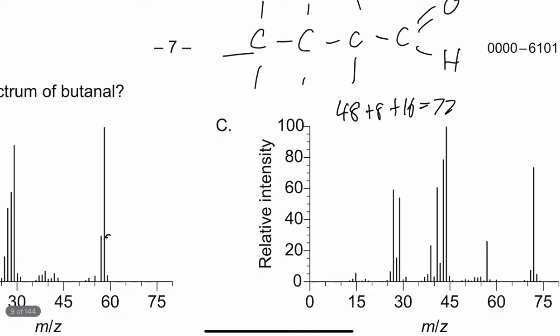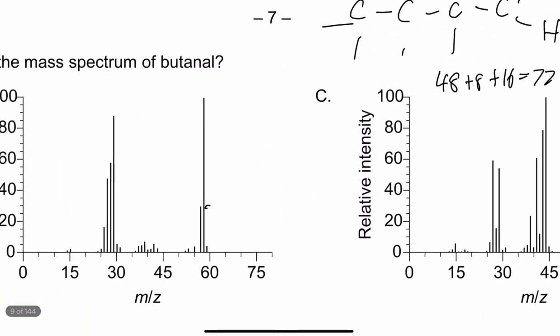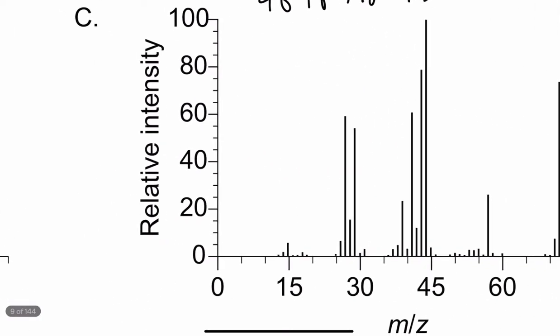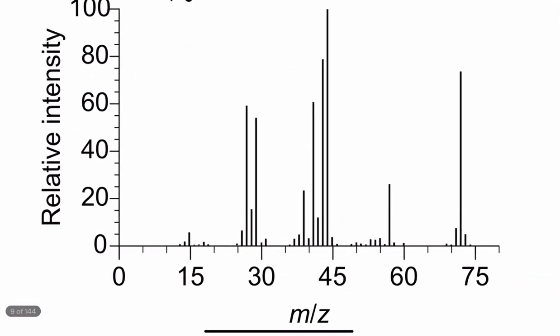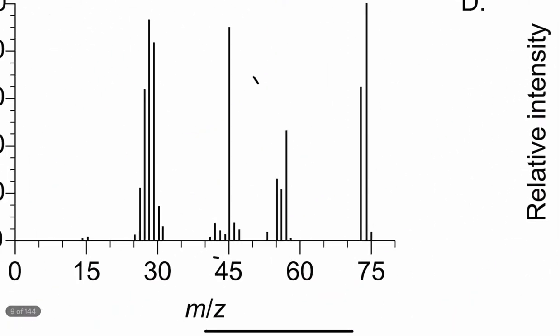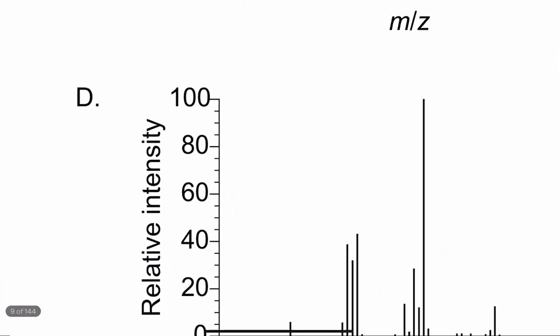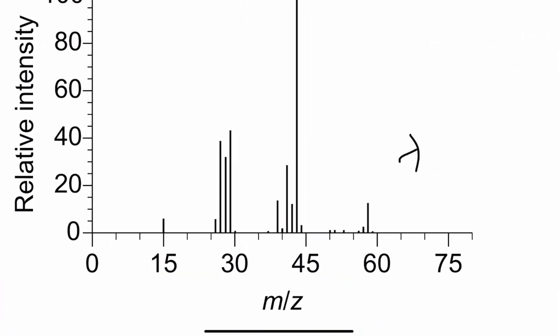So we have 72 as our molar mass. Let's see if this has a peak of 72. We can see the highest point here is just under 60. That can't be it. For this one, oh yeah, that looks like 72. This one also looks around 72. This one is no chance.